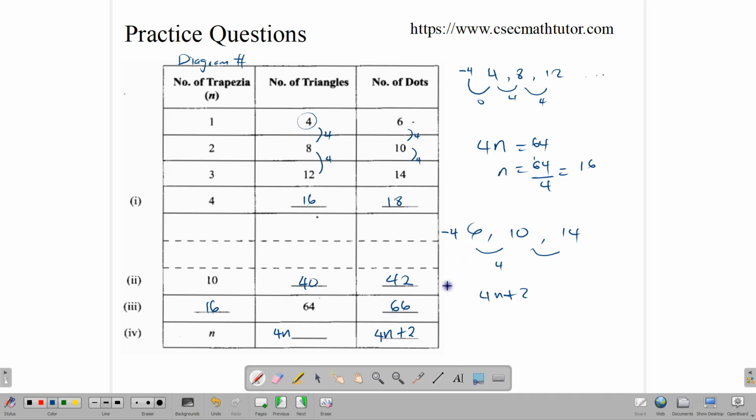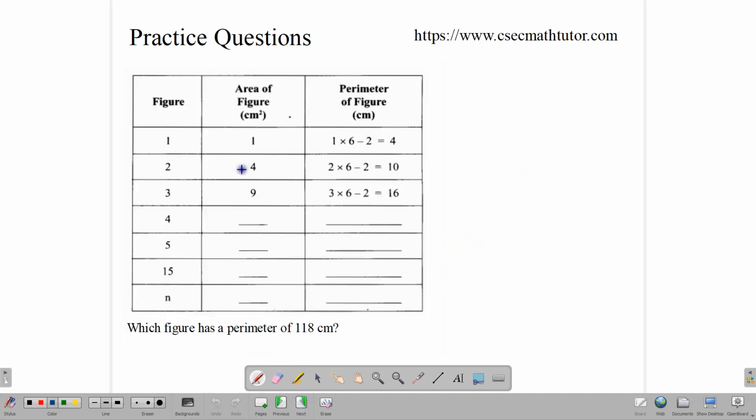So finding the nth term in your sequence is very, very important because it saves you a lot of time. All right, let's look at another one. Here we have a figure. Note, this is your figure number. Here you have the area of the figure, and here you have the perimeter of the figure in centimeters. Now, let's fill these out.